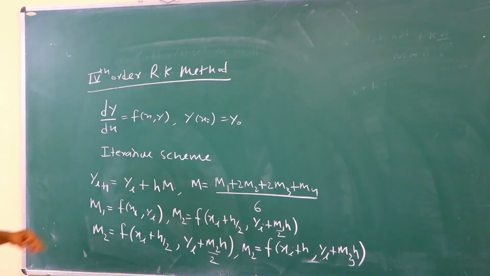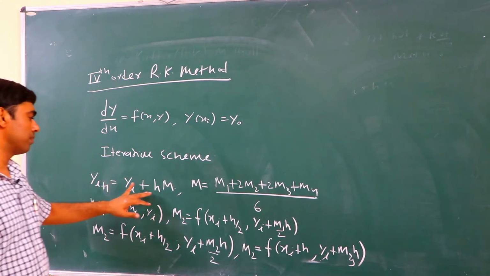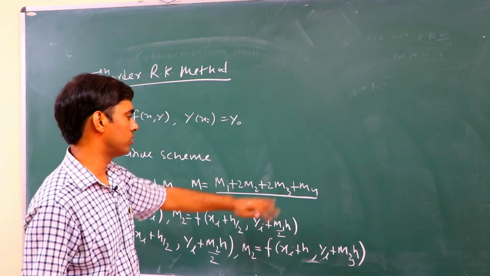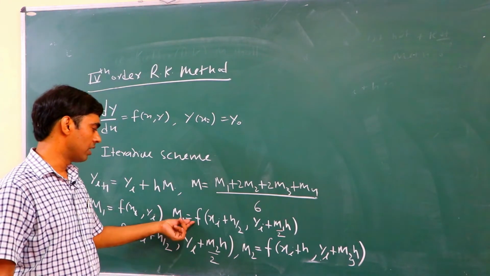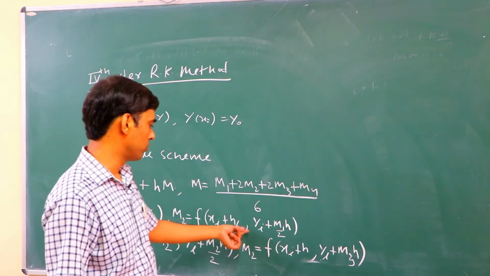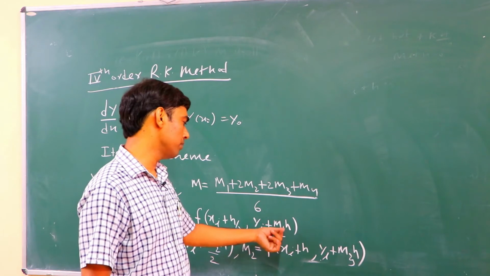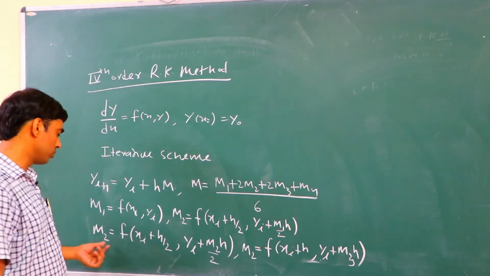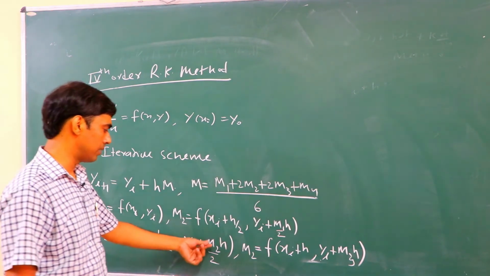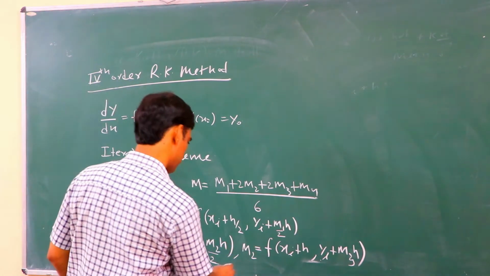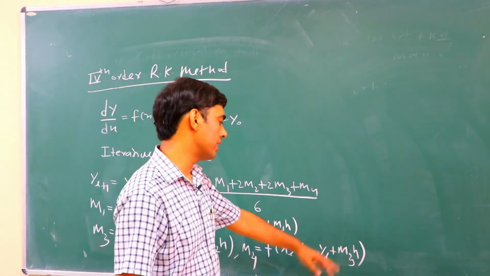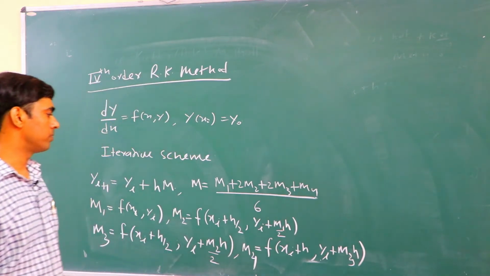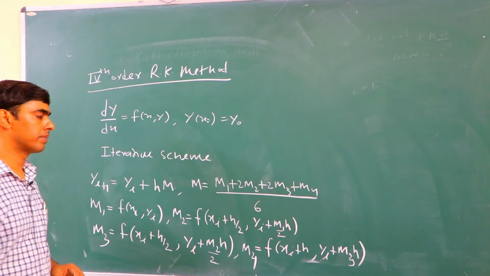So this one is the RK method, one form of a fourth order RK method. So yi plus 1 equal yi plus hm, where m equal m1 plus 2m2 plus 2m3 plus m4 divided by 6. m1 equal f of xi yi, m2 equal f of xi plus h by 2, yi plus m1h by 2, and m3 equal f of xi plus h by 2, yi plus m2h by 2, and m4 equal f of xi plus h and yi plus m3h. So this one is one form of a fourth order RK method.